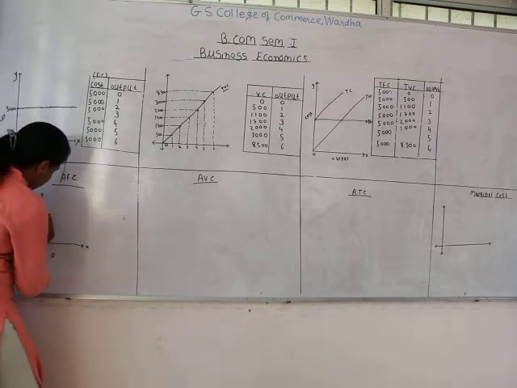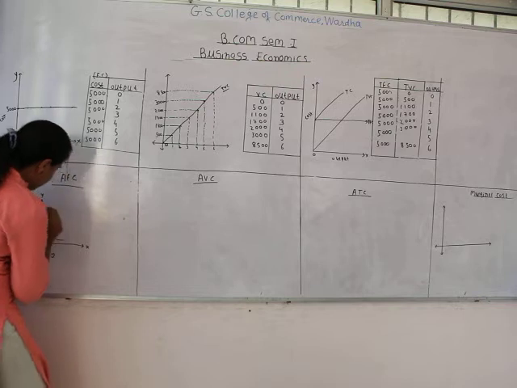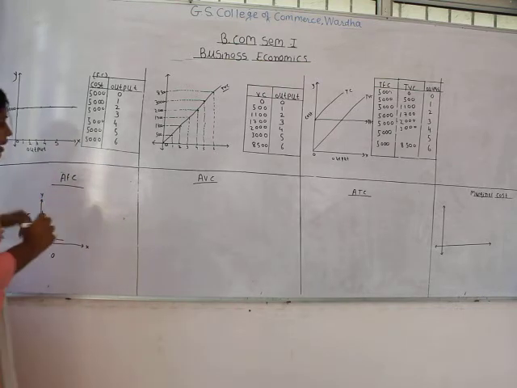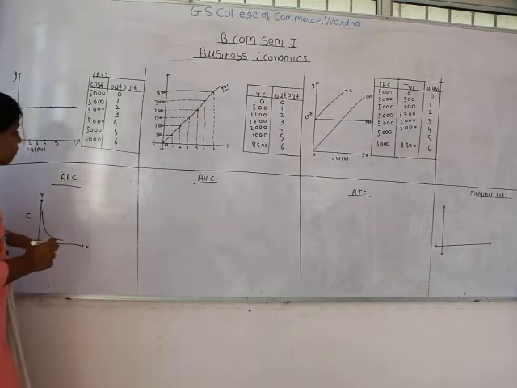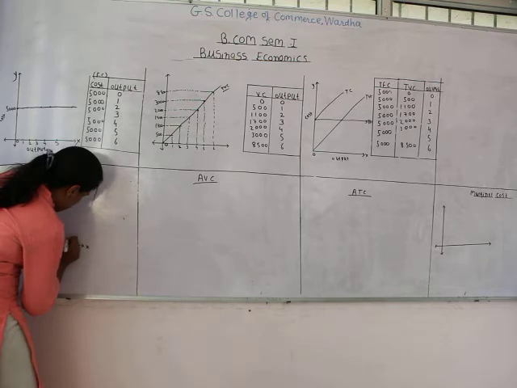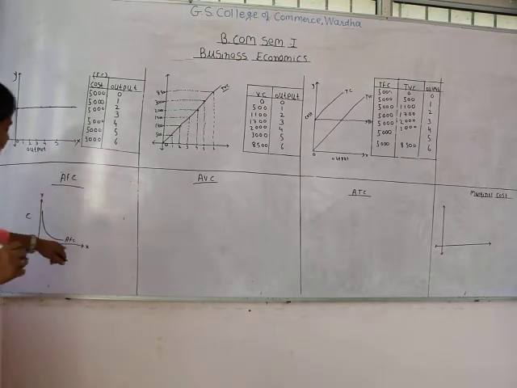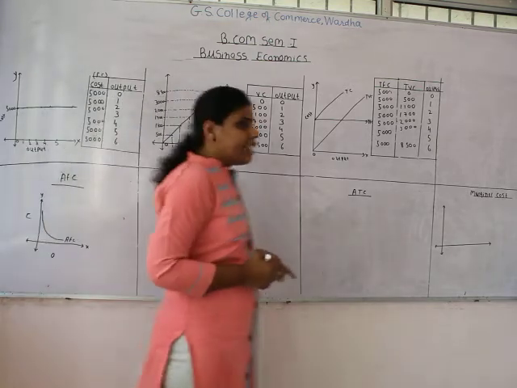Therefore, in case of average fixed cost, we are going to get such a curve, which is showing declining fixed cost. Why? Because when the units of output increase, the average fixed cost will decline. And this curve will never touch the x-axis.